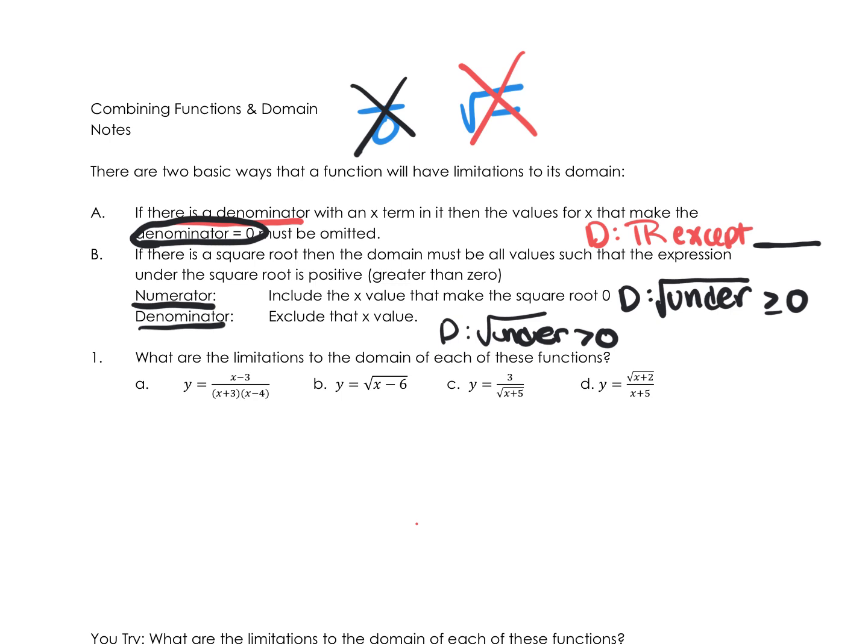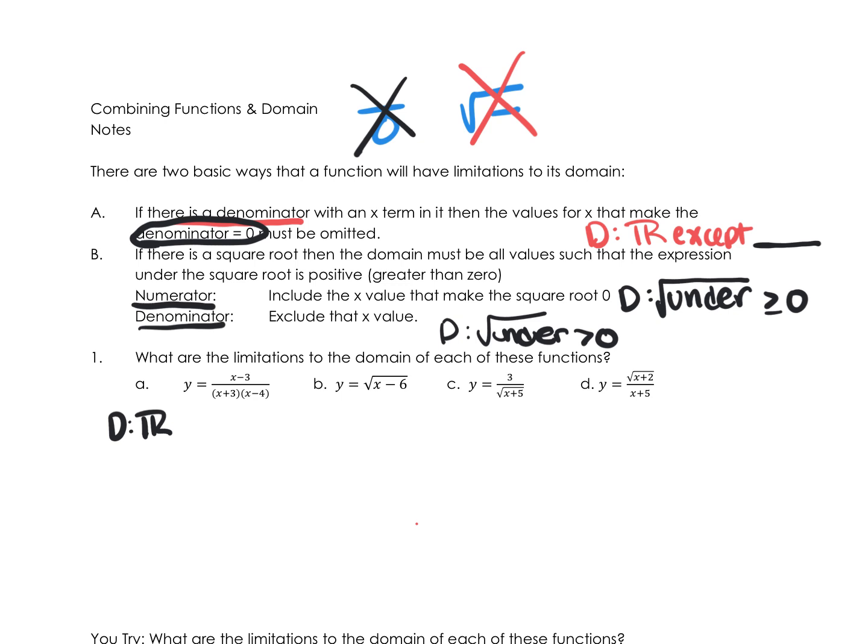So basically, when you're thinking about domain, you want to ask yourself, are there radicals? Are there any denominators? Okay, those are the two questions you want to ask yourself. So let's look at this first one here. For this one, we want to ask ourselves first, are there any radicals? Is there any radicals? No. So then our domain will start with all real numbers. If there's no radicals, we'll start with all real numbers.